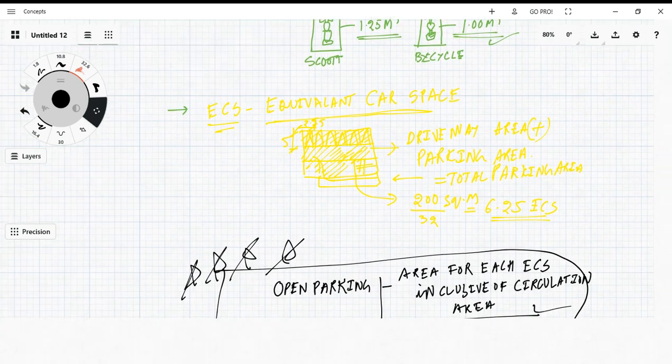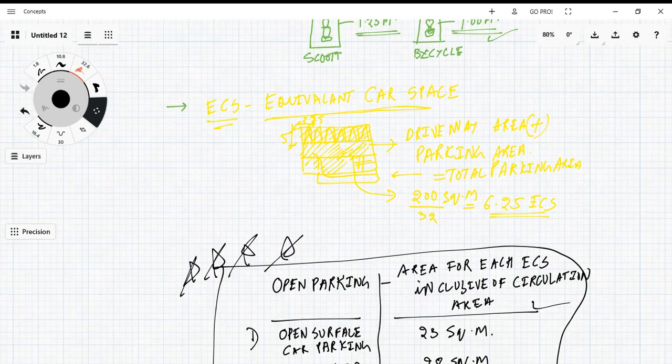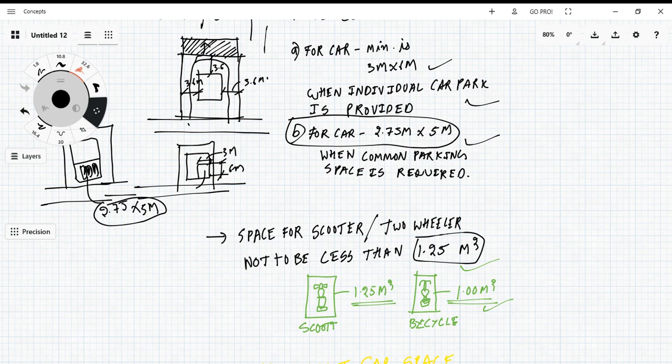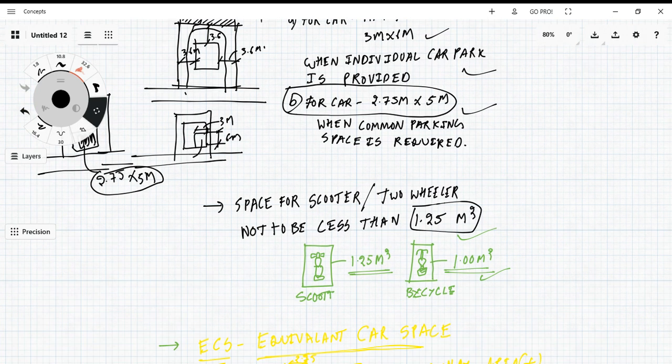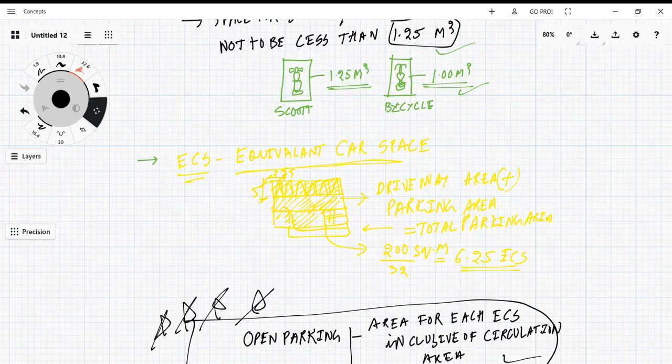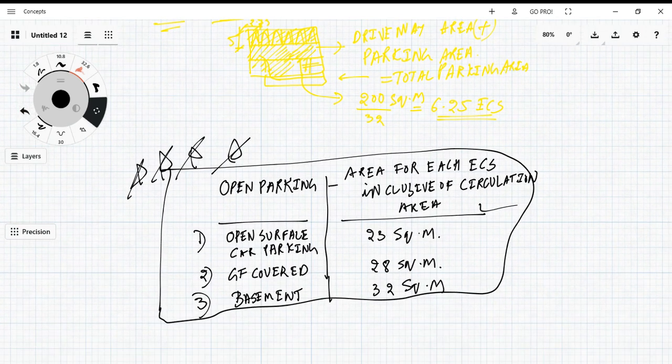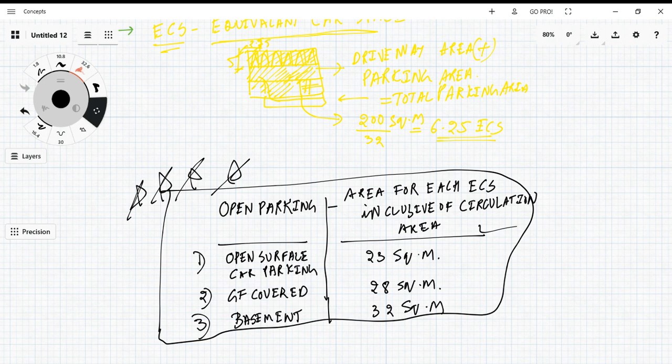Coming to the concept of equivalent car space, ECS: for cities like Bangalore, they consider each car park. But cities like Delhi, in the building bylaws, they consider the ECS. That means equivalent car space, which includes the parking area and also the circulation area. I have shown with an example here. This is the parking area and this is the circulation area. We have to add both of them and divide by the ECS value the NBC specified. Then I will get the ECS.